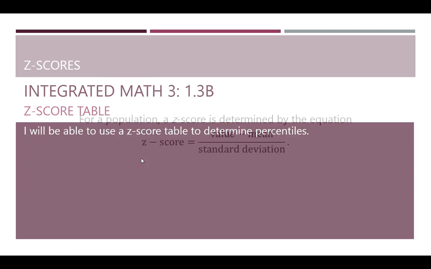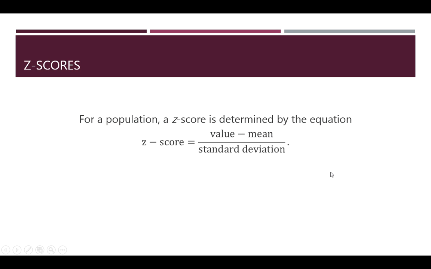So if you recall, we found a z-score by taking whatever value we were given, subtracting out the mean, and dividing by our standard deviation. And you guys did really great with this in the last lesson. It wasn't hard to do at all. Now, if you remember, a z-score is just how many standard deviations away a value is from your mean.